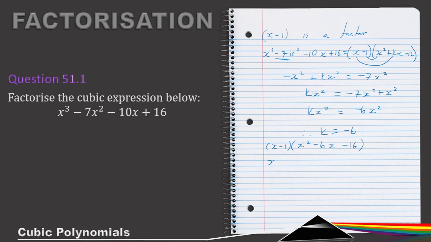So we have x minus 1, and then we have x minus 8 and x plus 2 when we factorize this, and there we have our answer.